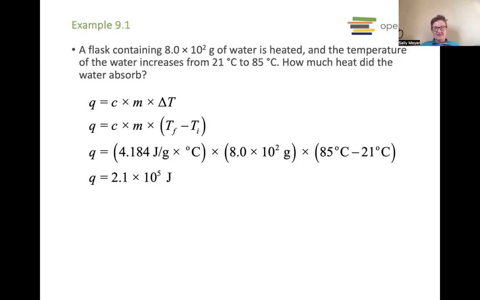So this is just an example. We have a flask with some water and we heat it. Then the temperature increases from 21 to 85. How much heat did you absorb? So the specific heat of water is 4.184.